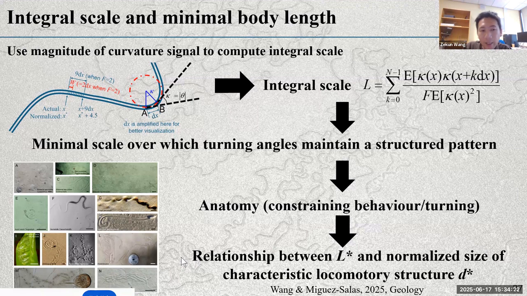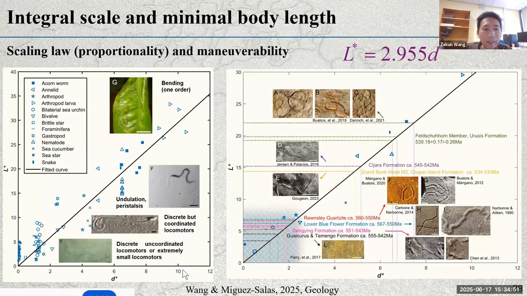So we can measure the animals, their locomotor units, and their body lengths. And eventually, we can find out the scaling law between this integral scale and the normalized size of the characteristic locomotor structure, which can be the normalized size of an independent locomotor, or the size of a group of locomotors coordinating for the same direction. Then we find the scaling law between these two parameters. As you can see, there is a strict proportionality between the characteristic length of the locomotor structure and the integral scale.